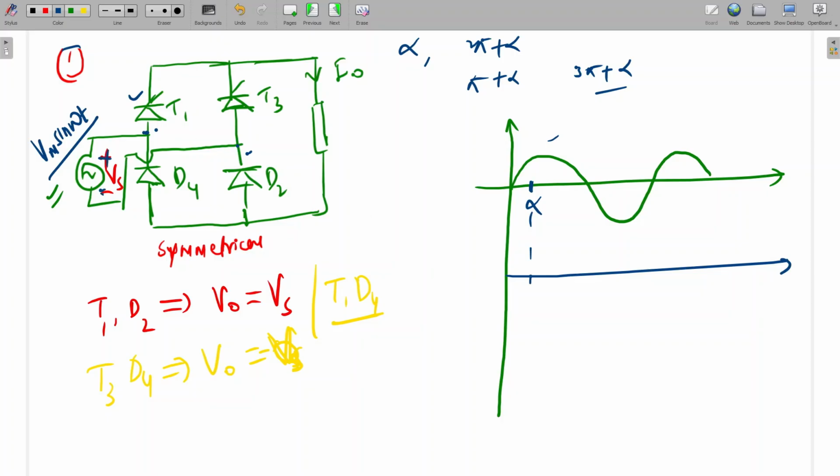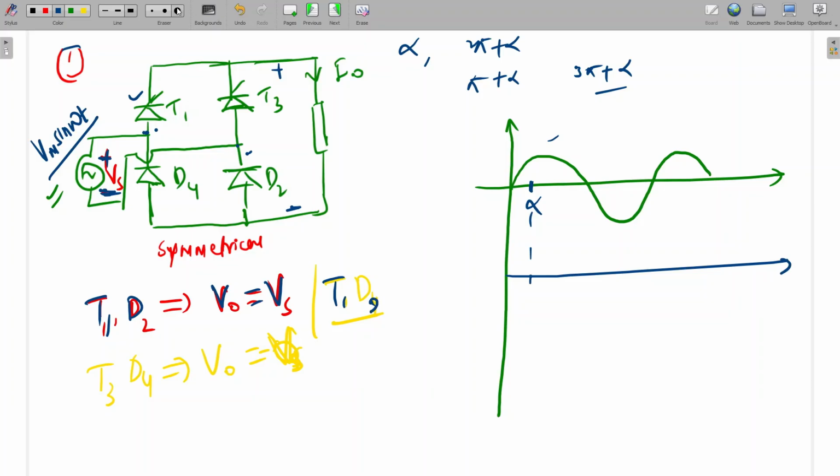If this will conduct, this plus will connect to here, and this minus will connect to here. So what will be the output voltage? T1 D2 will conduct, then output voltage will be equal to the source voltage. Okay. T1 D2 will conduct.